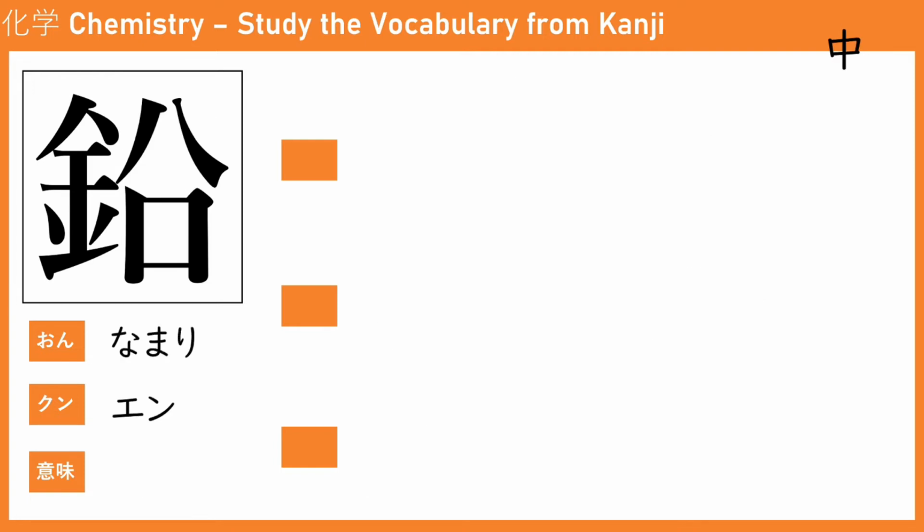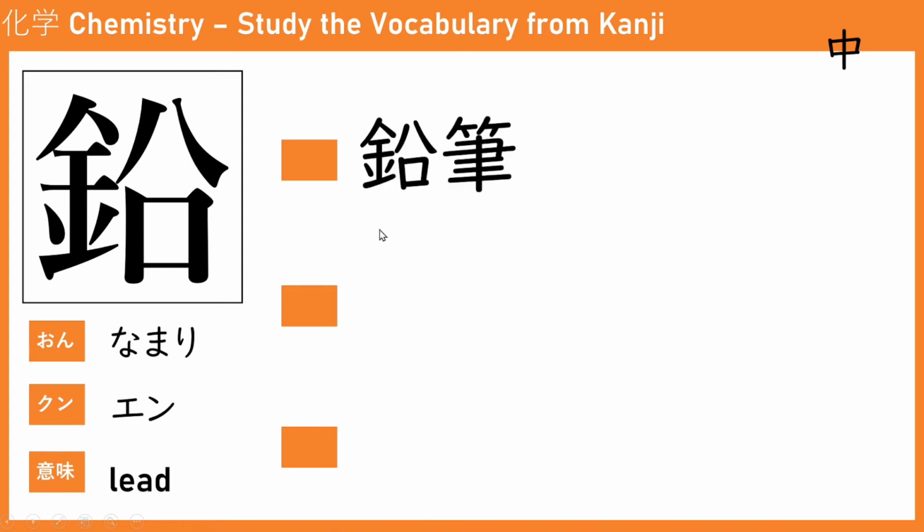The next kanji is en, or namari. Namari means lead. So the first one is enpitsu. Hitsu here means to write using a pen or brush. So enpitsu is to write with lead, which actually means pencil. You have learned the word pencil is enpitsu, but you probably don't know the kanji itself. It uses the kanji en, which means lead.